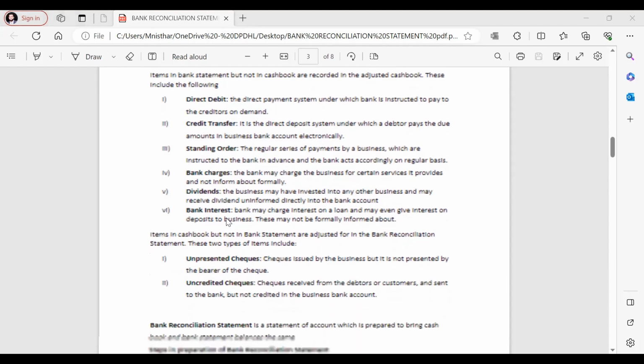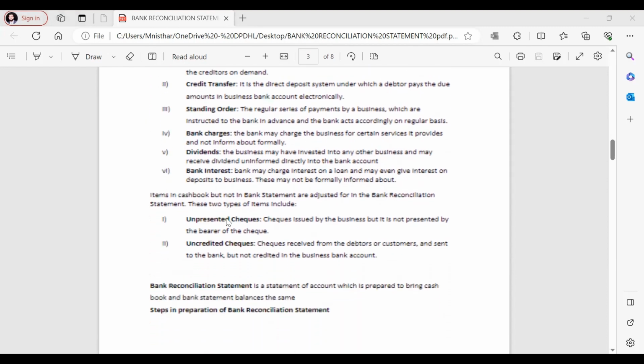Okay. So moving on. What are unpresented checks? Unpresented checks are issued by the business, but not presented by the bearer of the check. Let's say you have issued a check for about 20,000 and given it to the bearer, but the bearer has not gone to the bank and encashed it. He has not taken the money for that specific check. So these kinds of checks will be known as unpresented checks.